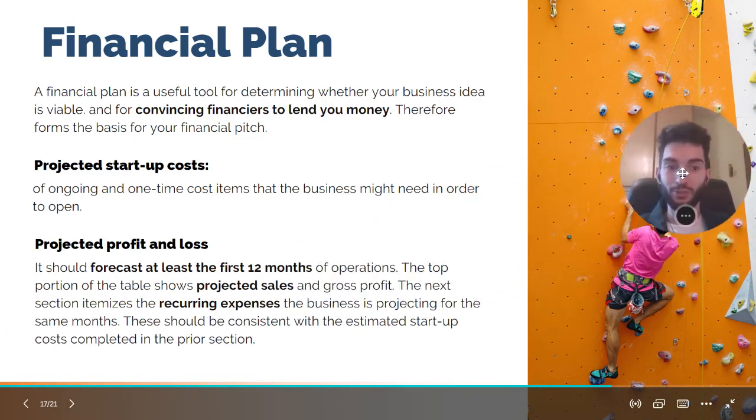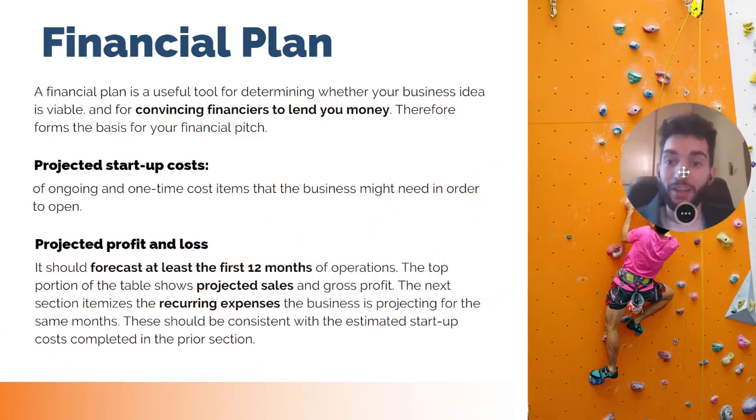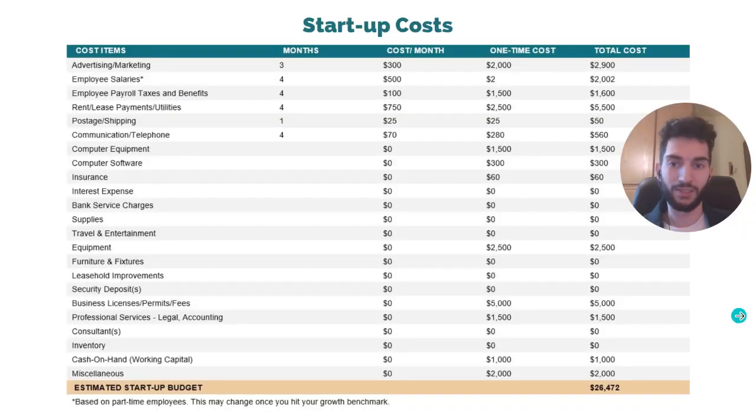So in this very short tutorial, we are going to discuss the financial plan. So what is a financial plan? It's a useful tool to determine whether your business idea is viable and for convincing financiers to lend you money. Therefore, it forms the basis for your financial pitch. And it's mainly made of two elements, the projected startup costs and the projected profit and loss. Let's see those two elements in detail.